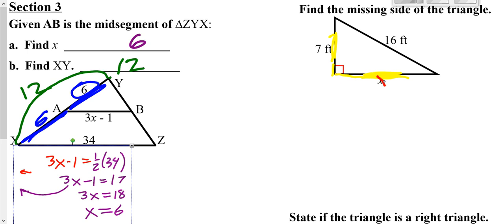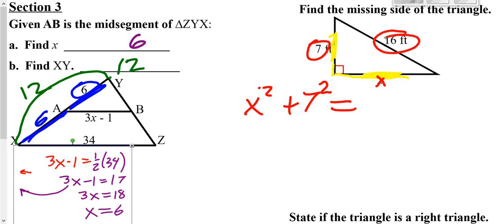We can go our leg squared plus our other leg squared, because remember the legs are the ones that touch the right angles, equals our hypotenuse squared. So now we can go ahead and work this out. 7 squared is 49 plus x squared equals 256.